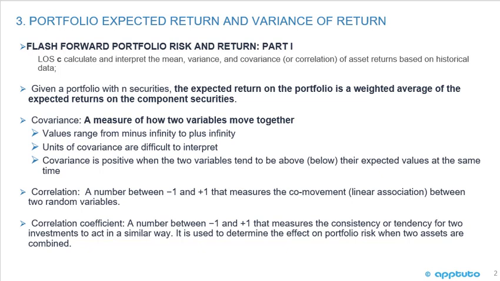So what we do with correlation is a number between -1 to +1 that measures the co-movement, the linear association between two random variables. So it's easier to understand. The correlation coefficient is a number between -1 and +1 that measures the consistency or tendency for two investments to act in a similar way. So now if you say, oh, the correlation is 0.96, you know that they move in a very similar pattern.